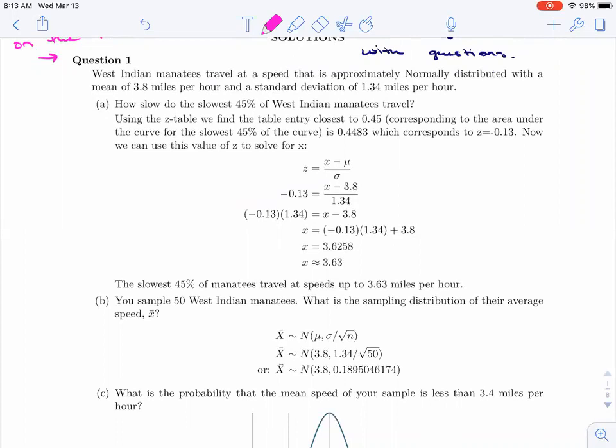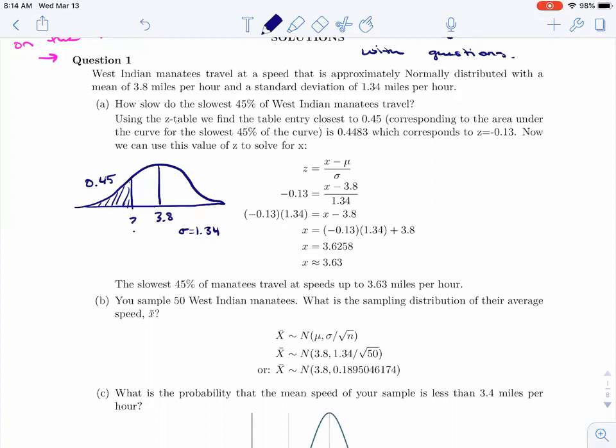So this one, I'm giving you a proportion, right? The 45, so how slow do the slowest 45% of West Indian manatees travel? Really what we've got here is a normal distribution, right? Centered on 3.8 and sigma is 1.34. And we want to know how slow do the slowest 45% travel. So in terms of a picture, it would look like that.